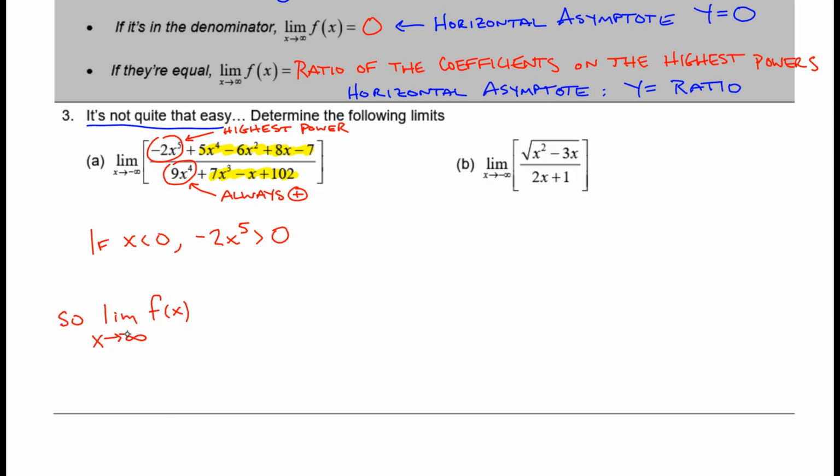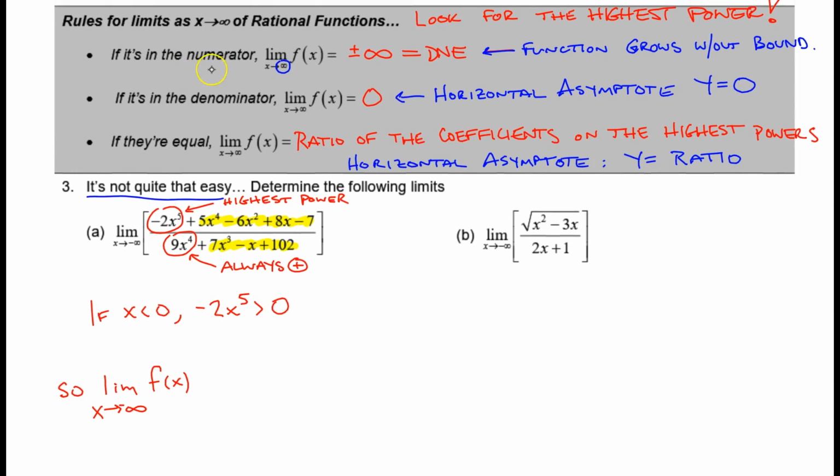So as x goes off towards negative infinity, the limit of the function will be a positive numerator divided by a positive denominator, but the highest power is in that numerator. If I look back up at my rules, if the highest power is in the numerator, well, then we go off towards positive or negative infinity. In this case, it'll be positive because we're dividing a positive number by a positive number. So this is positive infinity. And remember, that truly means that the limit does not exist, but we're just telling you that it's positive infinity, so you have some idea about behavior of the function.